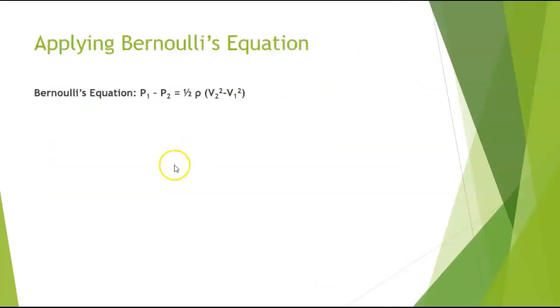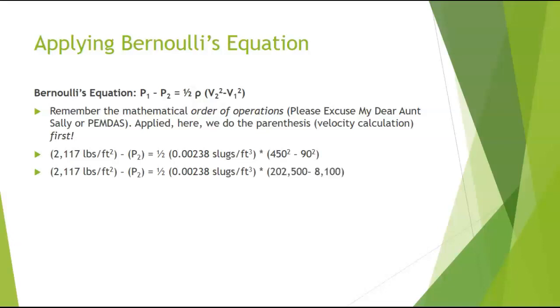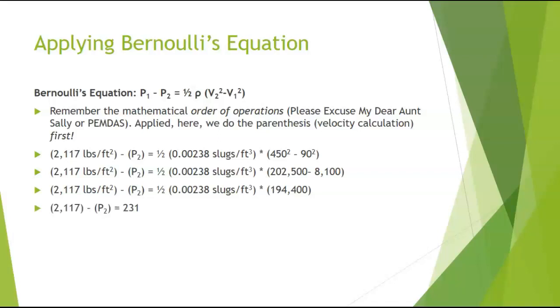So let's take a look at Bernoulli's equation. Remember the mathematical order of operations. When we do this equation, we'll do the parentheses first. So on the right side we have velocity 2 minus velocity 1 in parentheses, so we'll do that first. And that comes out to 202,500 minus 8,100, or 194,400. Then we can multiply the standard density of 0.00238 by 1/2 and multiply that result by 194,400 to get 231.